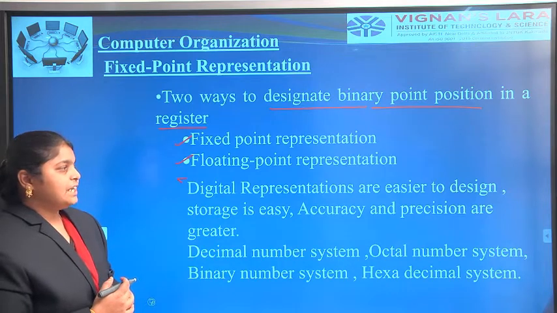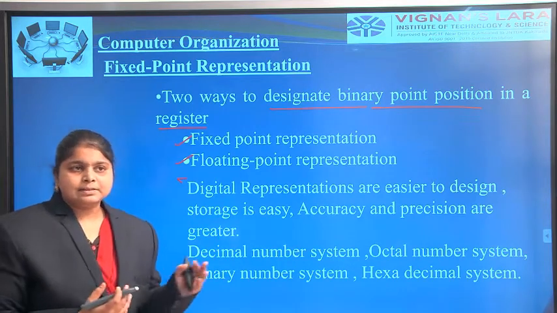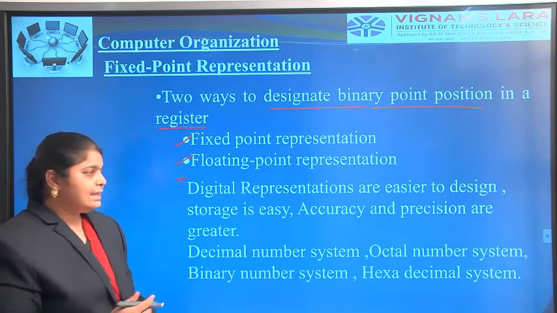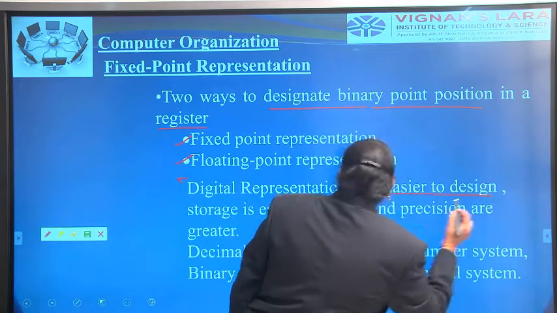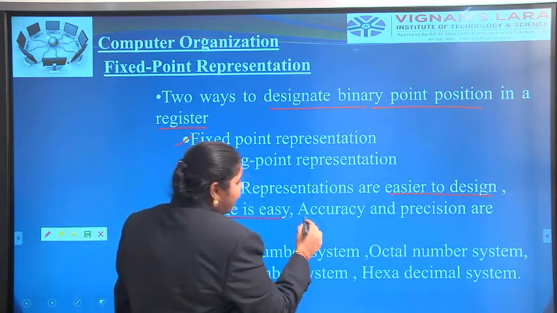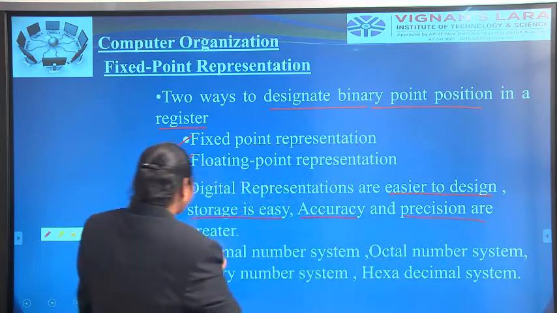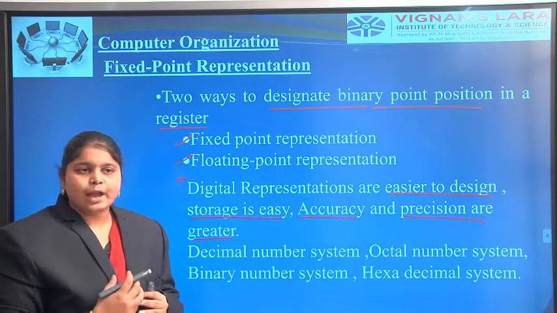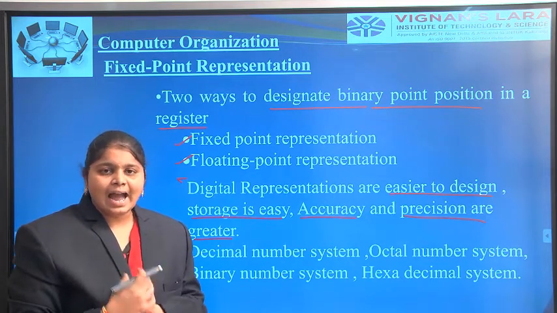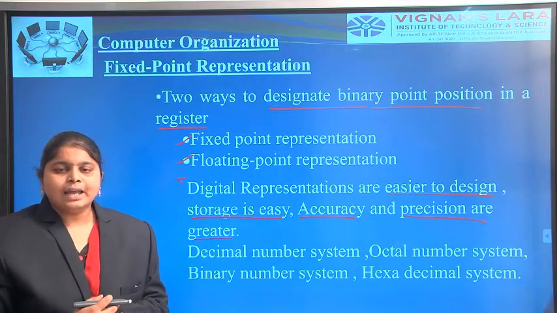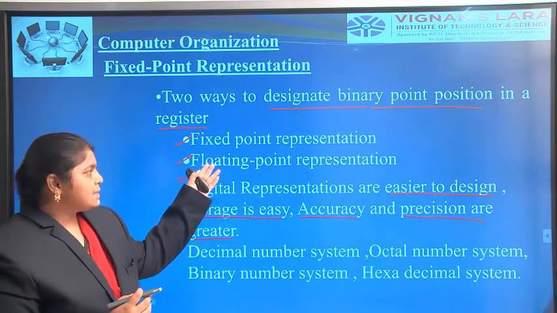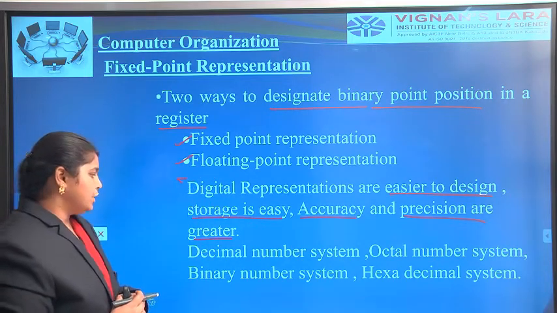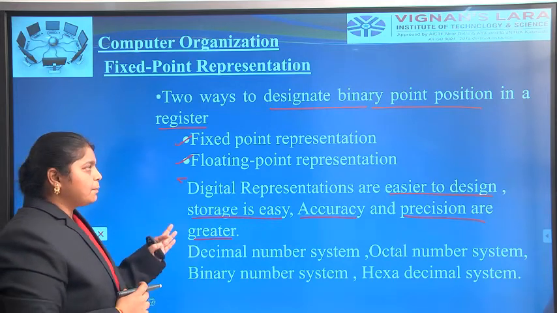Digital representation means we represent digital information in the form of binary coded zeros and ones. Digital representations are easier to design. Storage is easy, and accuracy and precision are greater. Accuracy means the resultant output is very high. That's why we prefer point representation, meaning floating point representation and fixed point representation.